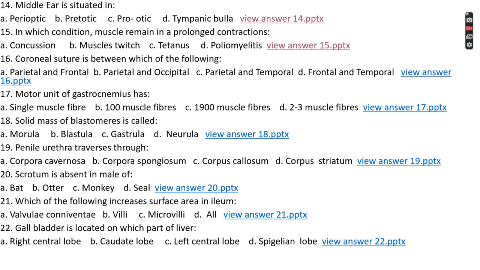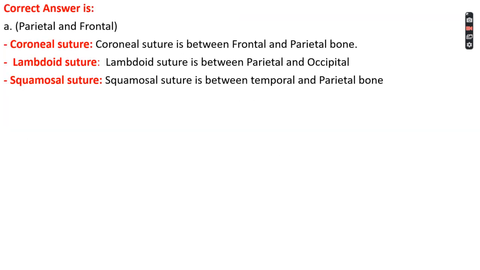Okay. Question number 16. A coronal suture is between which of the following? Option A, parietal and frontal. Option B, parietal and occipital. Option C, parietal and temporal. Option D, frontal and temporal. The right answer is option A, that is parietal and frontal. Coronal suture is the suture which is located between the frontal and parietal bones. Lambdoid suture is located between the parietal and occipital bones. Squamosal suture is located between the temporal and parietal bones.